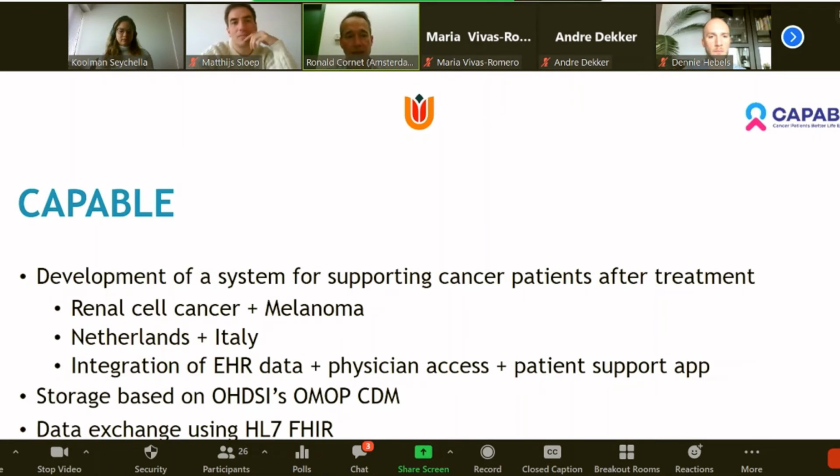And it's an infrastructure which needs to integrate EHR data, have physicians provide access to it, and bring a patient support app, so that we can keep track of and support patients in their daily life and in their mental health also. There we've chosen the OMOP CDM from Odyssey as a storage model, and we actually do the data exchange using HL7 FHIR. So there we combine both.